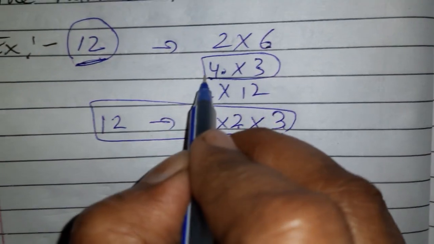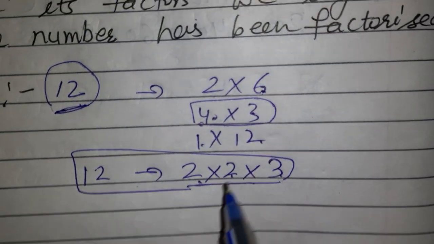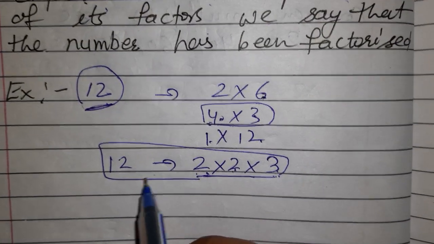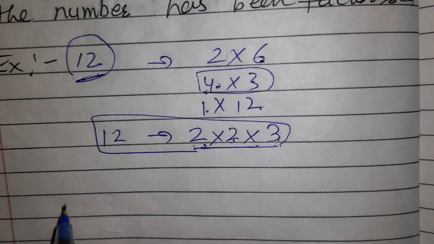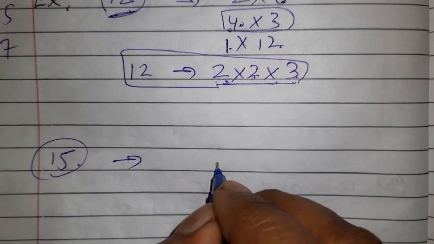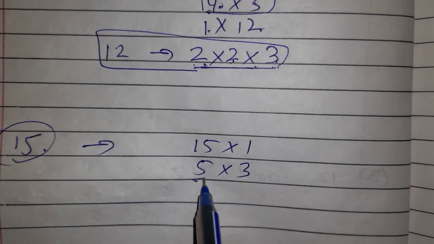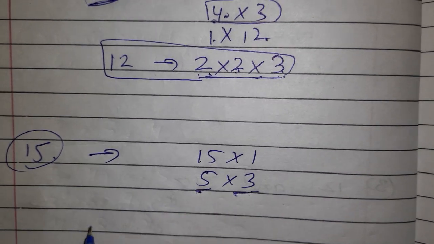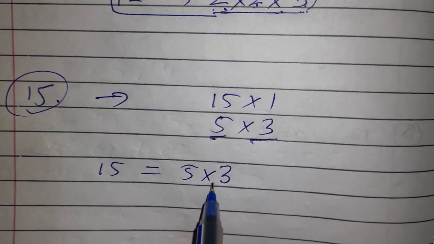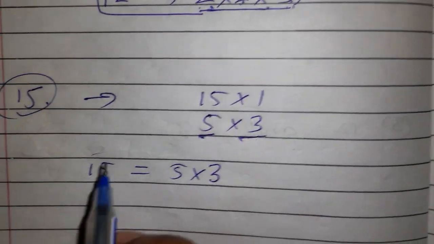These are not the prime factors of 12. Why? Because 4 is a composite number, 6 is a composite number, 12 is a composite number. But here 2, 2, 3, all these are prime numbers. So that's why it is called prime factorization. Let us take another, 15. How can we write 15? 15 is 5 multiplied by 3. Now just see, 5 and 3 both are prime numbers. So when we write 15 equal to 5 multiplied by 3, then we say that 5 and 3 are the prime factors of 15, and it is called the prime factorization method of any number.